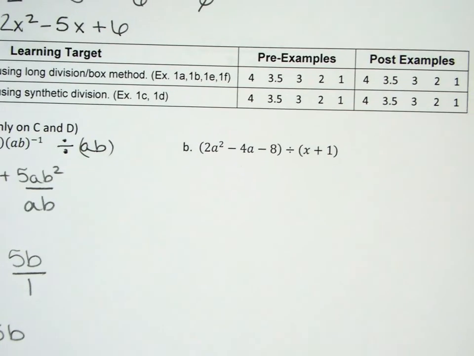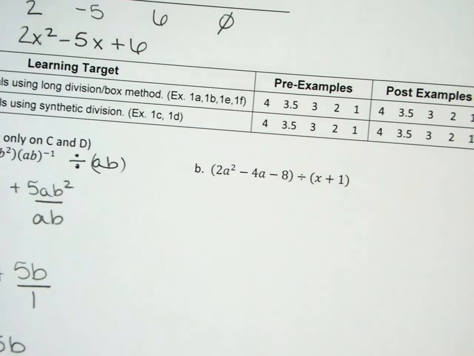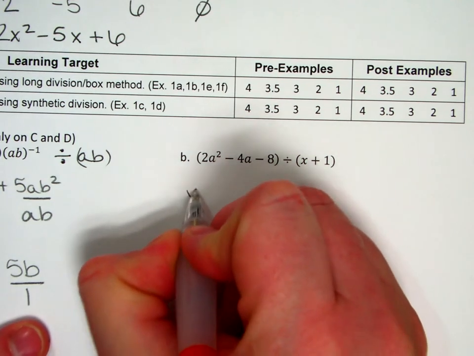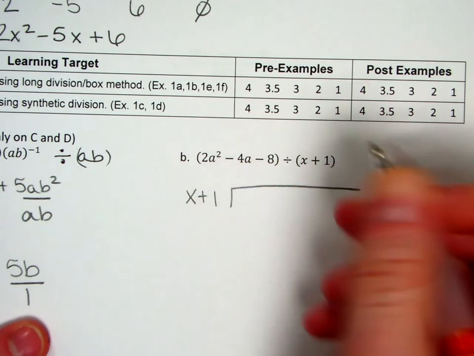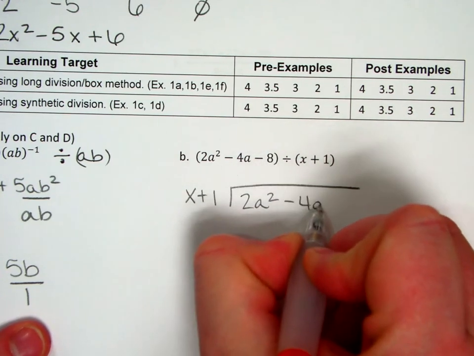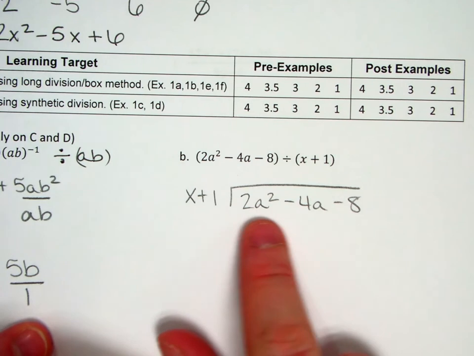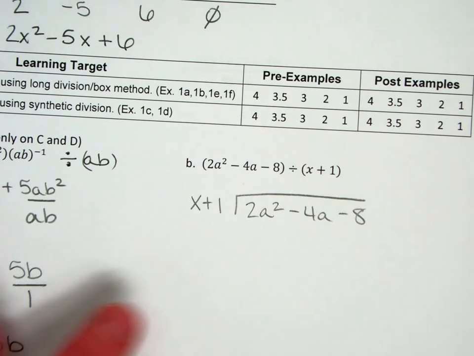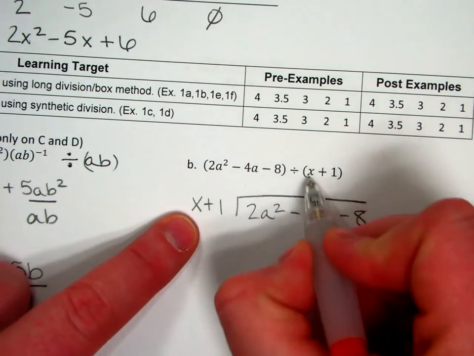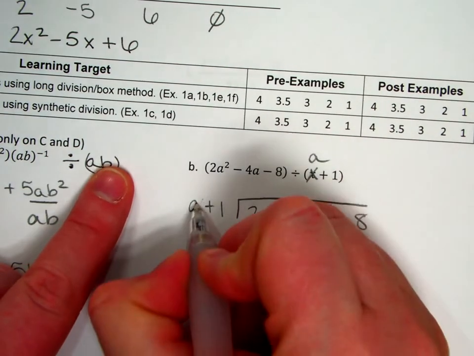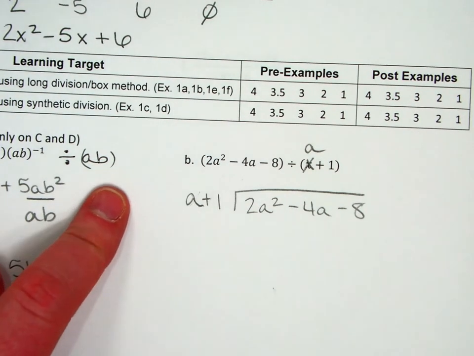All right, so on this next one, we're going to do longhand division. Just double checking what I got here. So I'm going to take x plus 1 divided into 2a squared minus 4a minus 8. And I double check I don't have any holes, so it goes 2, 1, 0 for exponents. This is an x, this is an a, so I'm going to make this an a, so that's easier. Didn't catch that again. I've known about that for a few years and I keep forgetting about it.